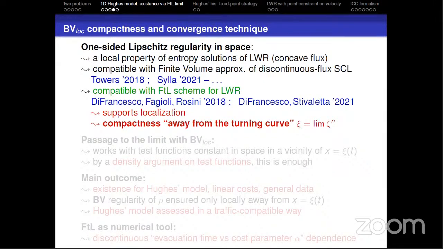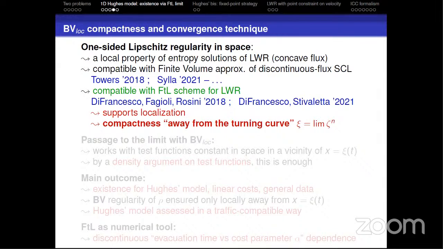Now, what we will base on is a one-sided Lipschitz regularity in space, which is a local property of entropy solutions of LWR because it is a strictly concave flux, and it gives you local compactness. It is compatible with finite volume approximation, including discontinuous flux conservation laws, which was observed in a paper of Towers of 2018, and Abraham Sylla sitting here used it quite a lot for many applications and graph models to get compactness in complicated situations.